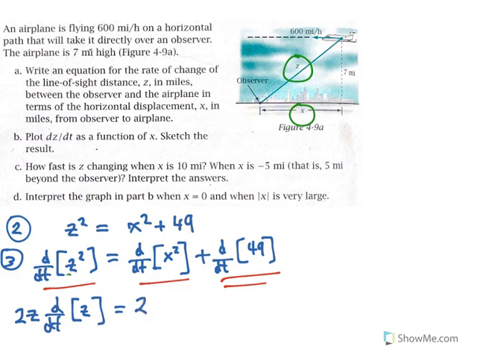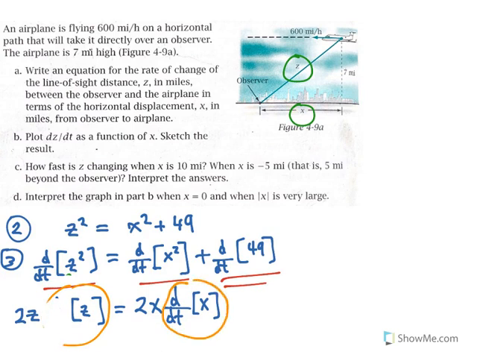Take the derivative of the outside function, which is the squaring function, evaluated at the inside function, and multiply by the derivative with respect to t of the inside function. And what is this? This is dz/dt. And what is this? This is dx/dt. So we will replace that with dz/dt and dx/dt.